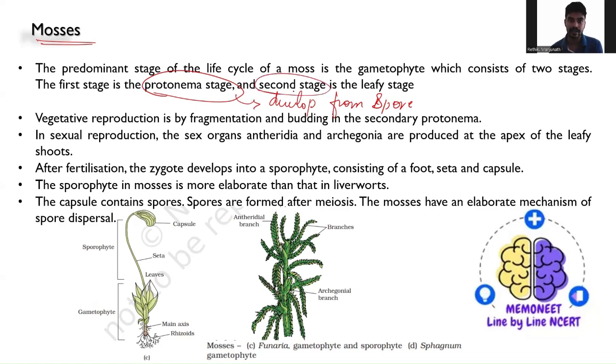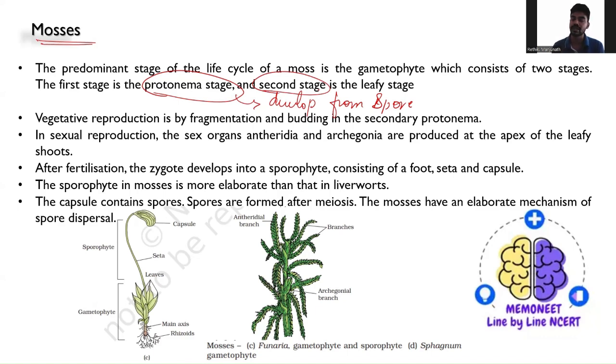Okay, so this is about the protonema stage. And the next one is the second stage. The protonema stage is clear: it develops from the spore, and it is creeping in nature, green in color, branched, and frequently filamentous. The second stage is the leafy stage, right?